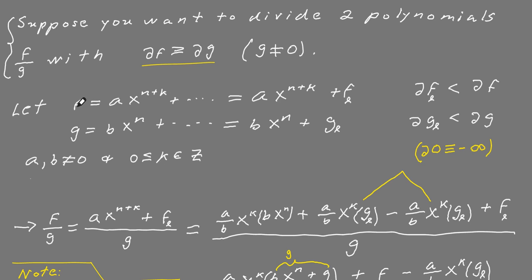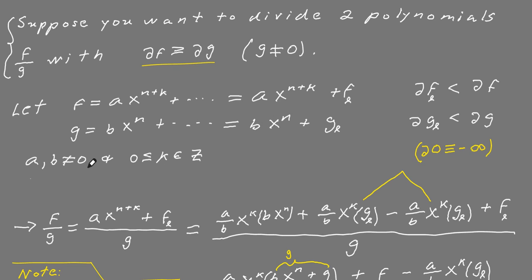I can write f as equal to a times x to the n plus k plus any remaining lower degree terms, and I could set that equal to a times x to the n plus k plus f sub l, where f sub l represents the lower degree terms if there are any. And then I could write g equal to b times x to the n plus any lower degree terms, and set that equal to b times x to the n plus g sub l, where g sub l represents the lower degree terms if there are any.